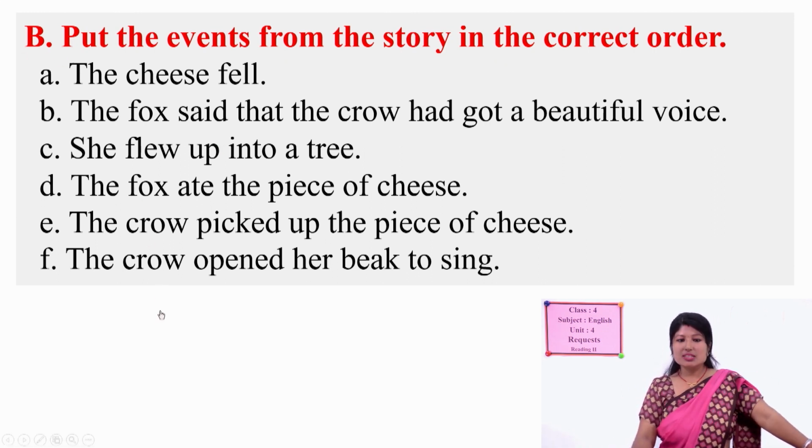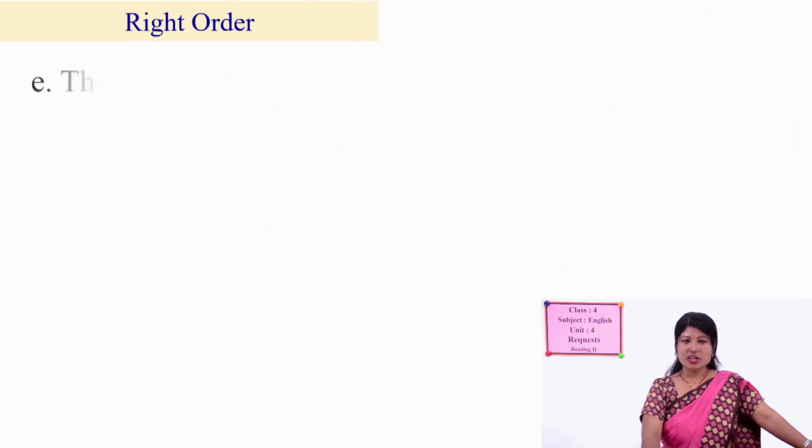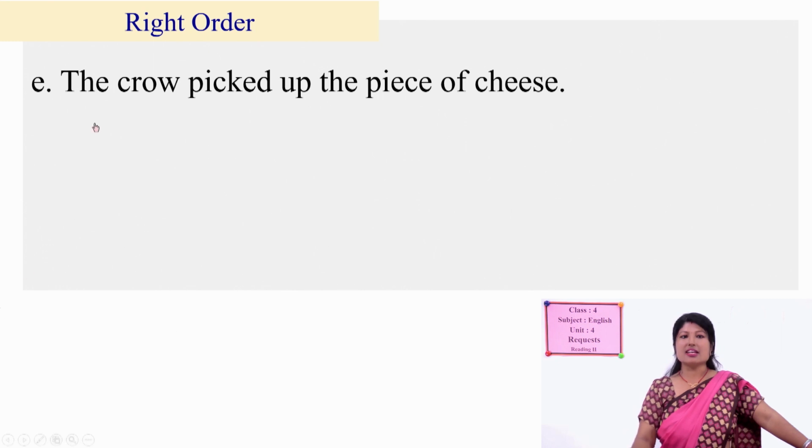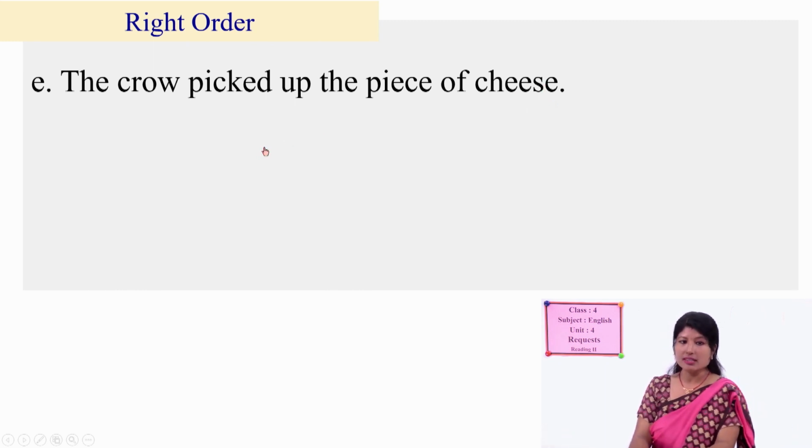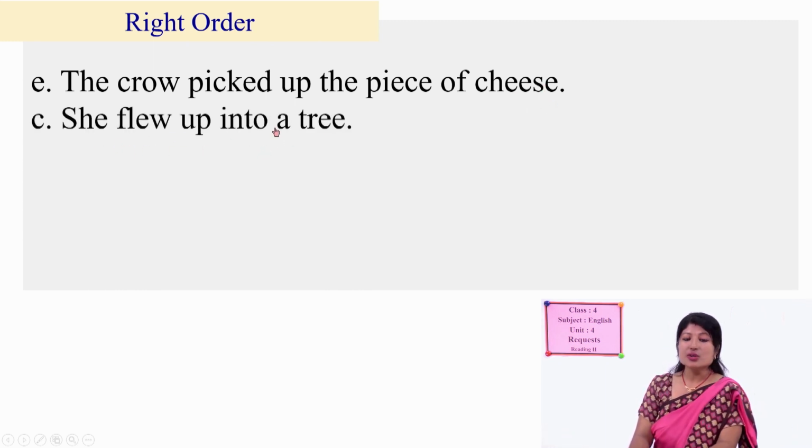So let's put these sentences in the correct order. Okay, come on, put it. Have you tried? Okay, then what is the first sentence? What should be the first sentence? Okay, yes. Here it goes. First sentence. Okay, the right order is, yes, E is the first sentence. The crow picked up the piece of cheese. Then she flew up to a tree. Yes. So what's the next?